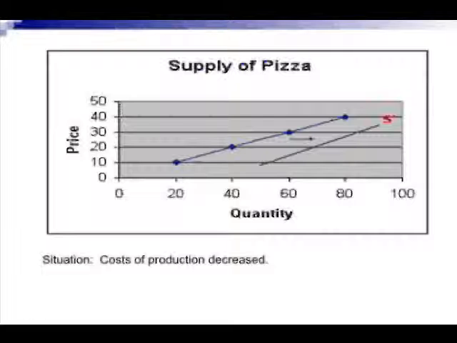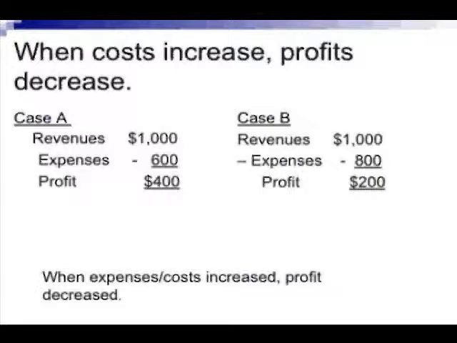Now, at a price of $10, the quantity supplied is way out here. It's more profitable to produce. Now, when costs increase, profits go down. Our original scenario, we have expenses of $600. Revenue remains the same at $1,000, so our profit is $400.